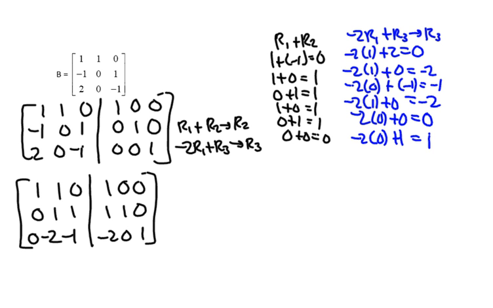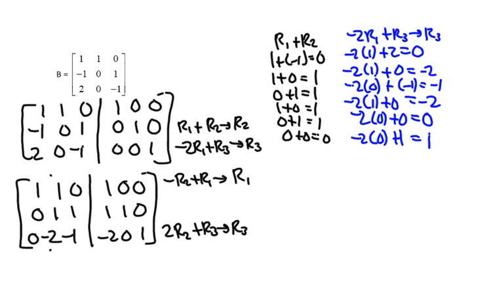Okay. Now, the first column is done for us. So now the 1 is where it belongs in the second column, but this 1 needs to be a 0, and that -2 needs to be a 0. So what am I going to do? I'm going to take -R2 plus R1. That's going to be my new row 1. And I'm going to take 2 times row 2 and add it to row 3, and that's going to be my new row 3.